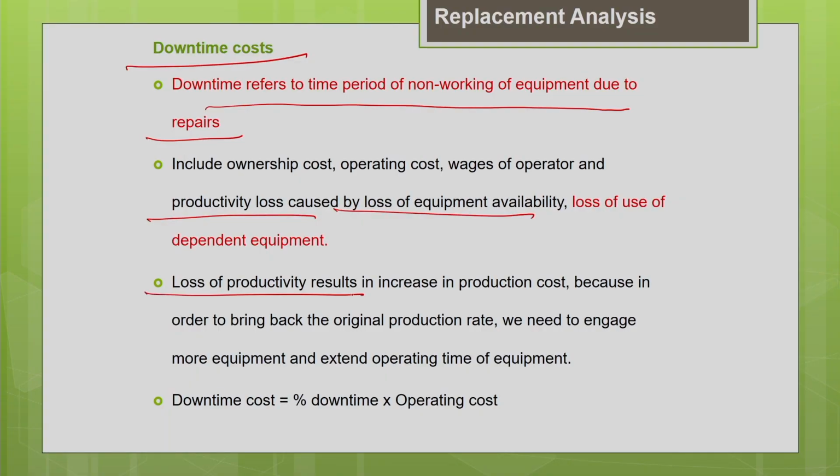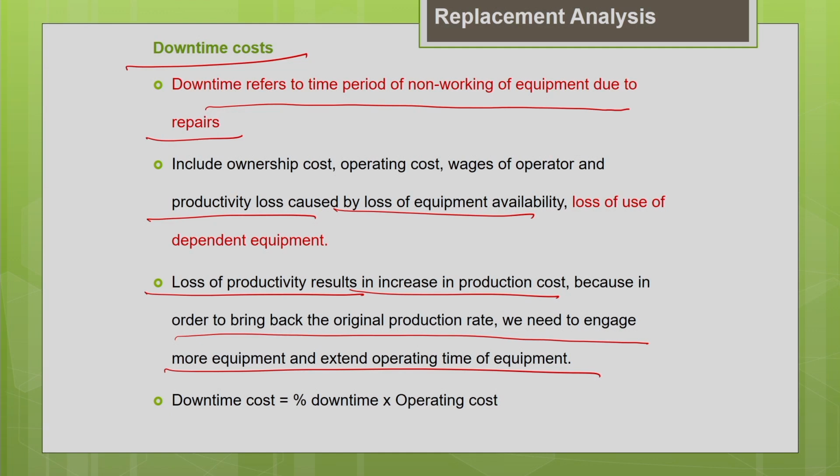So the loss of productivity results in an increase in the production cost, because in order to bring back the original production rate, we need to engage more equipment and extend the operating life of the equipment. That results in some additional cost. This is what we are going to estimate in the upcoming illustration: how to estimate the cost associated with the loss of productivity of the machine because of the downtime of the machine.